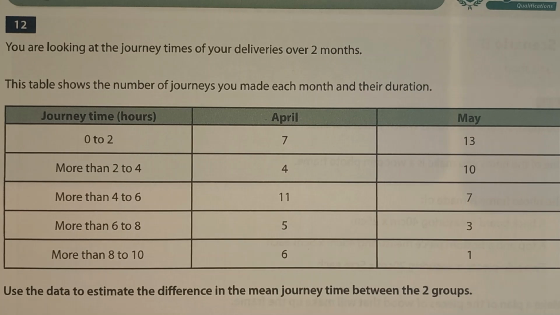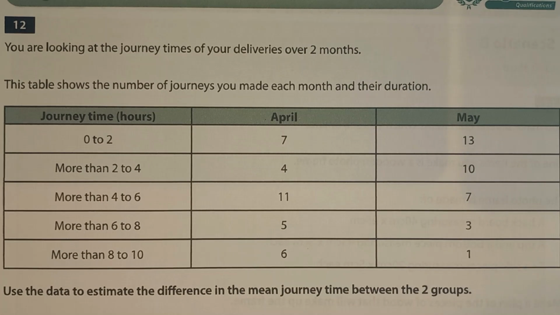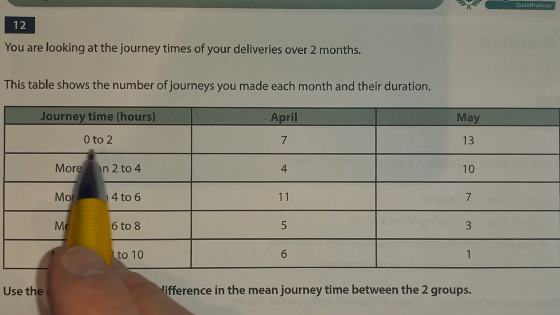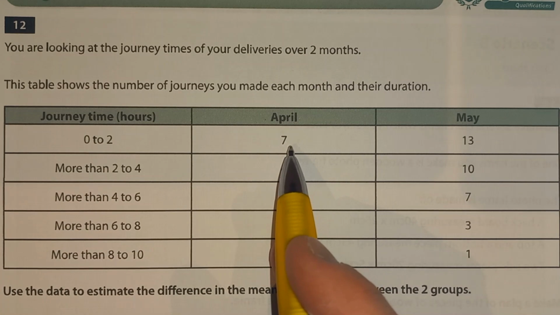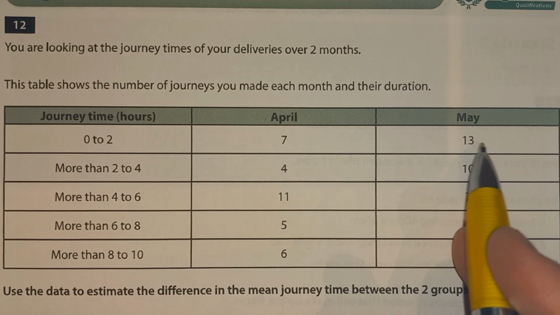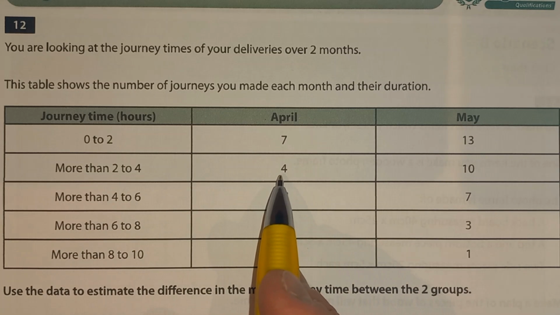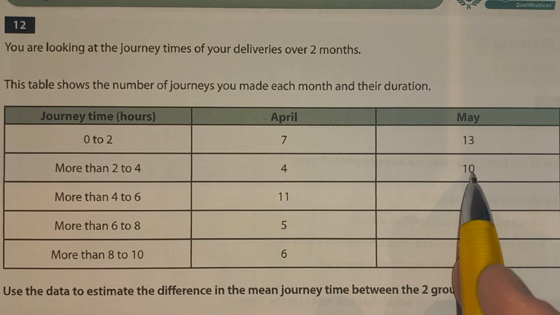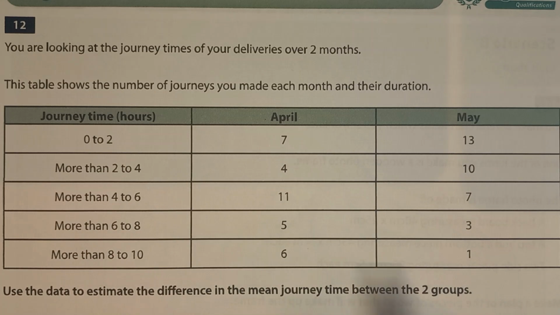Right, question 12. You are looking at the journey times of your deliveries over 2 months. This table shows the number of journeys you made each month and their duration. So we've got journey time of 0 to 2 hours. We did 7 journeys between 0 and 2 hours in April and 13 in May. We did 4 journeys in April that were between 2 and 4 hours, and we did 10 journeys in May between 2 and 4, and so on. Use the data to estimate the difference in the mean journey time between the two groups.